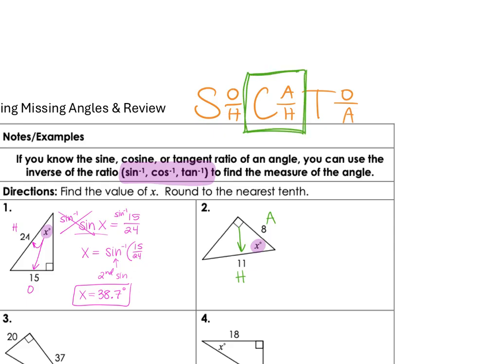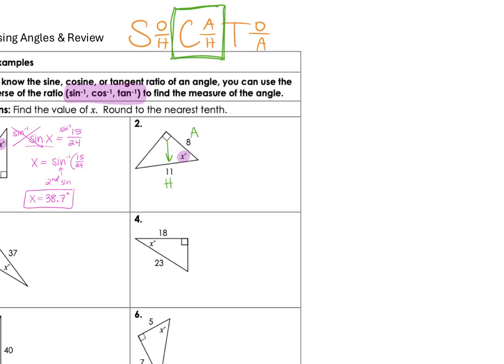Cosine. Okay, so you are going to say the cosine of what? Of X. The cosine of X equals 8 over 11, adjacent over hypotenuse. Now we want to isolate X, and the way you can get rid of a cosine is by taking the inverse of cosine. So take the inverse cosine of 8 over 11.